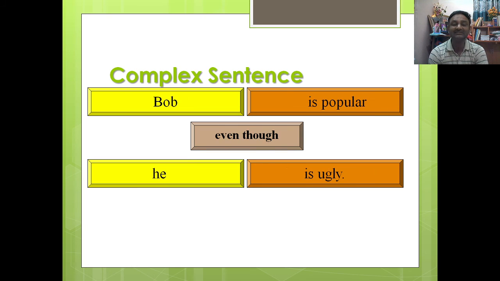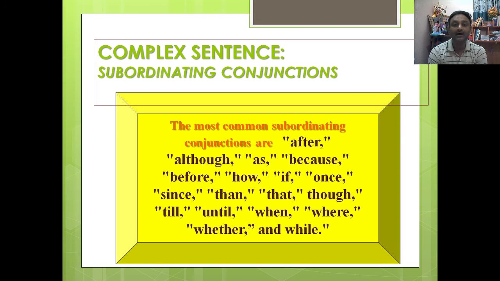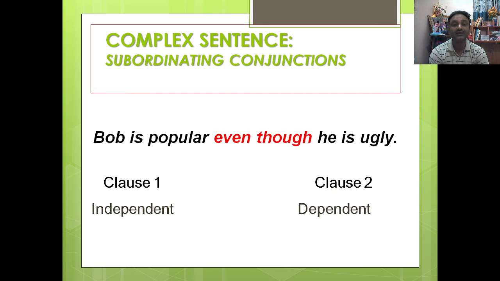So now the sentence stands in this manner: Bob is popular even though he is ugly. A complex sentence can use any of many subordinating conjunctions, which are visible in your slide. The most common subordinating conjunctions are after, although, as, because, before, how, if, once, since, than, that, though, till, until, when, where, whether, and why. So: Bob is popular even though he is ugly.